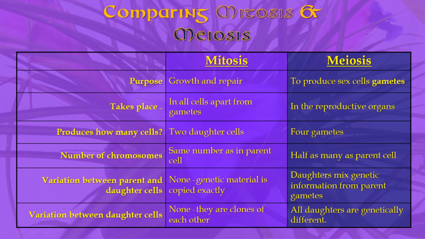This is not the same as in meiosis, when the daughters mix genetic material from the parent cells to create new genetic combinations in the gametes. Finally, there is no variation between the daughter cells in mitosis. They are all identical clones of each other. But in meiosis, all 4 of the gametes are genetically different.